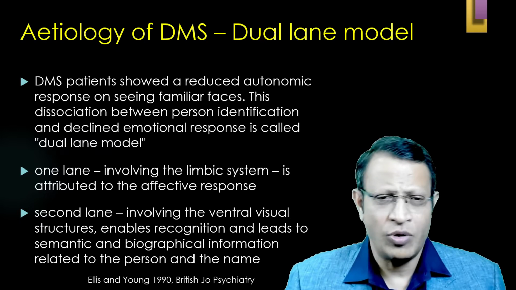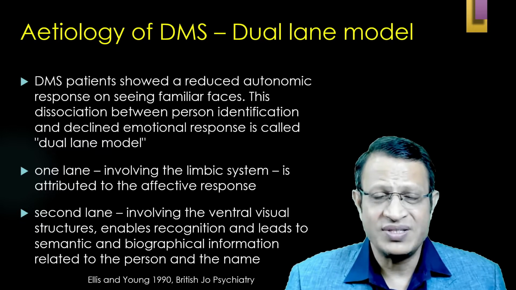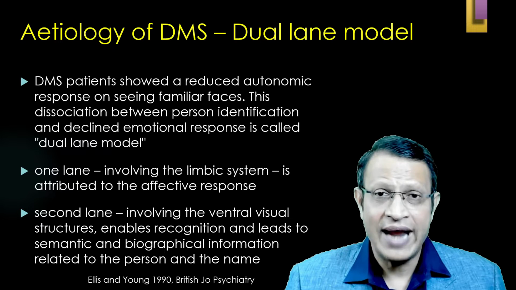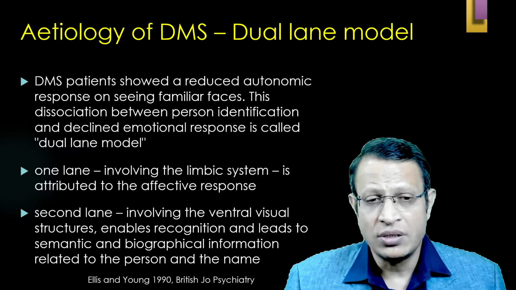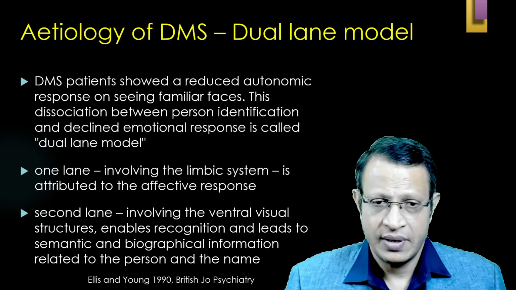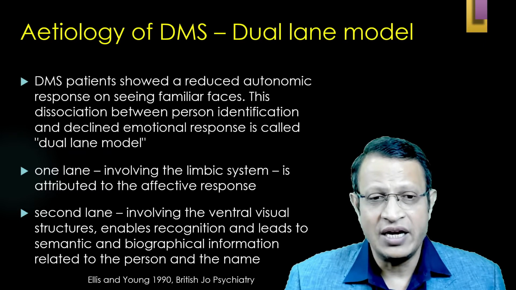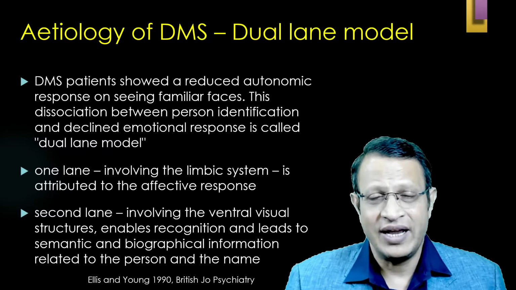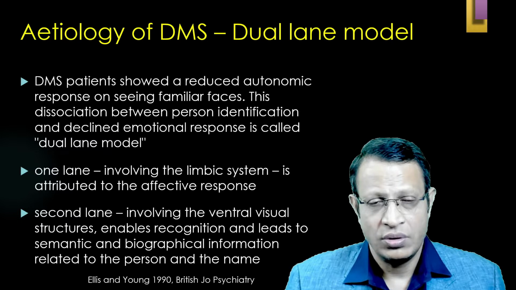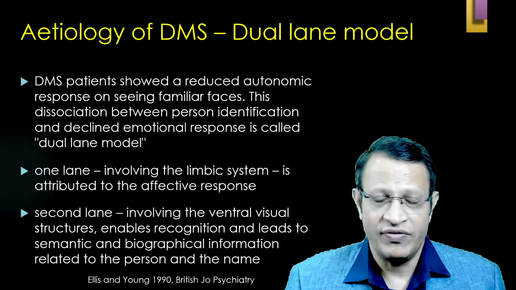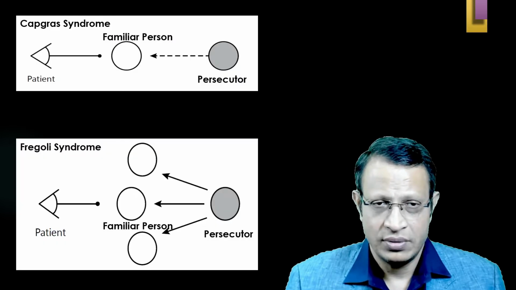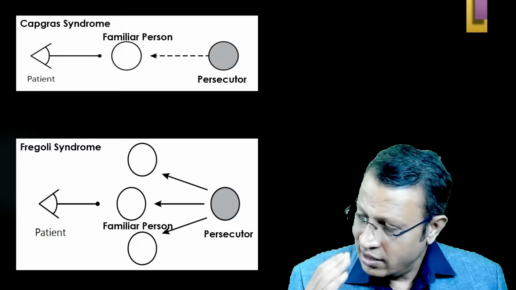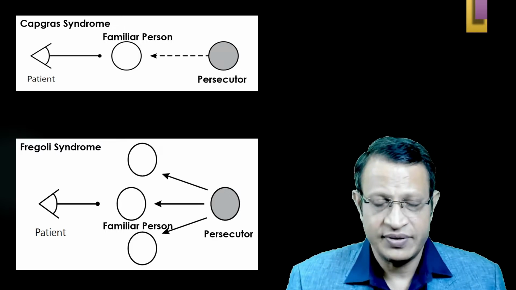What is this dual lane model? One lane involves the limbic system, attributed to the affective response. The second lane involves the ventral visual structures, enables recognition, and leads to the semantic and biographical information related to the person and the name. And if there is a dissociation between these two, then there is a possibility of Capgras syndrome. And this is clearly explained by this photograph.